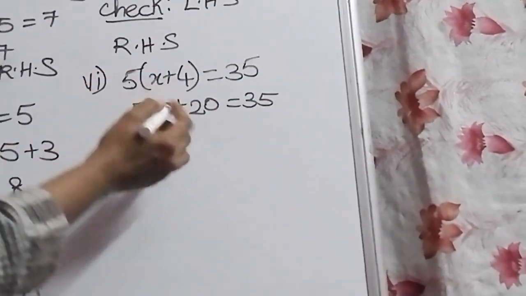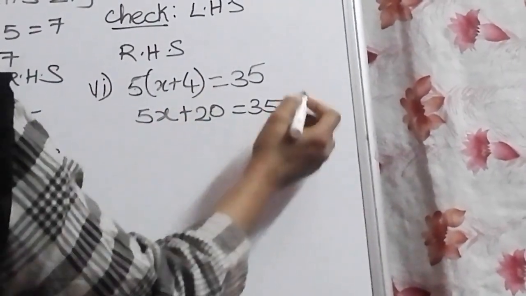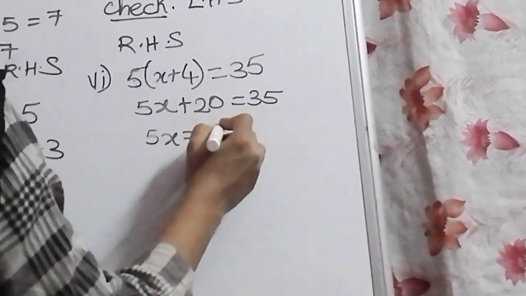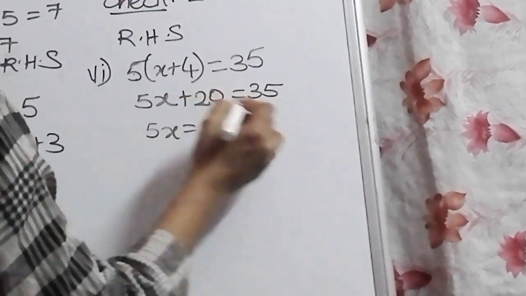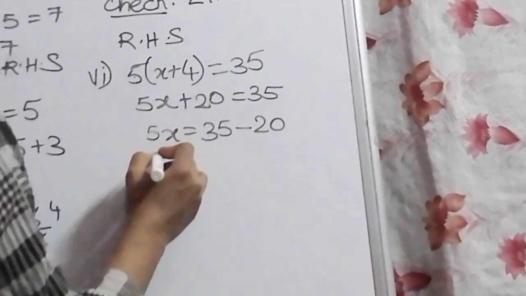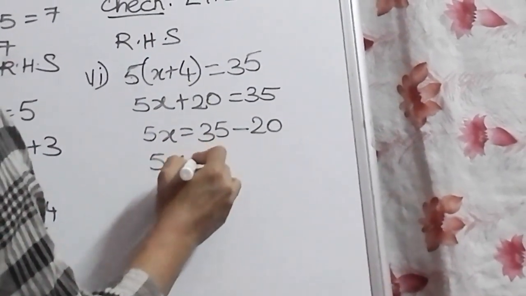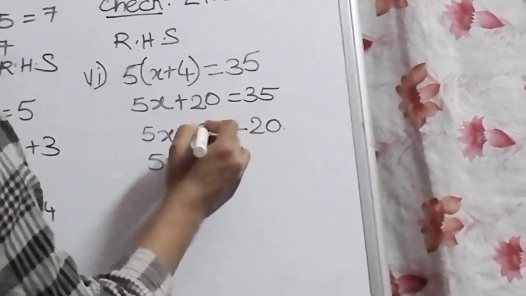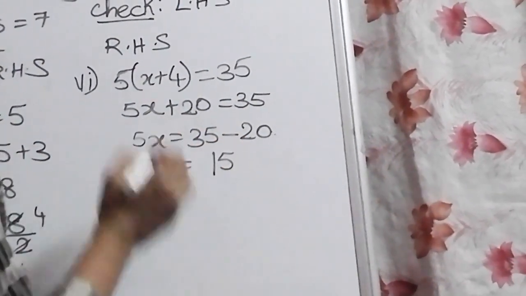Now here this plus 20 we are taking it to the other side. What happens to that? Plus will become minus. 20 you have to write as it is. So now 5x is equal to 5. 5 minus 0 is 5. 3 minus 2 is 1.